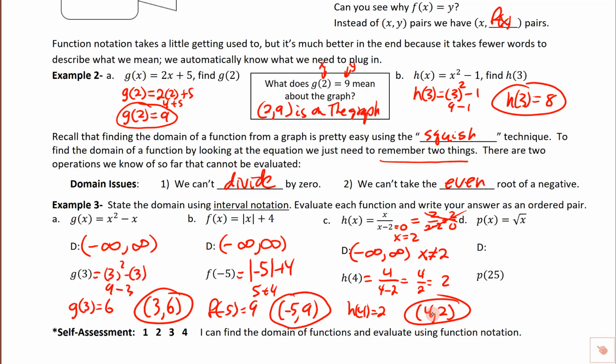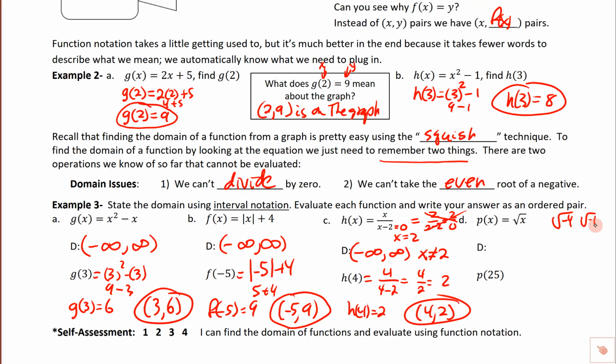Okay, and then the last one, and then we'll do the self-assessment here. We want to find the domain of this function. So this is p of x, another new name. Again, that's how you say that, p of x, equals the square root of x. So let's stop and think about this. This does have an even root. You can't take the even root of a negative number. So for example, you can't take the square root of negative 4. You can't take the square root of negative 1.